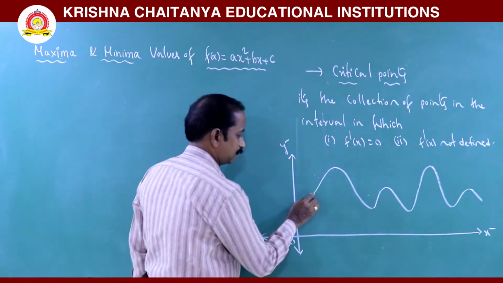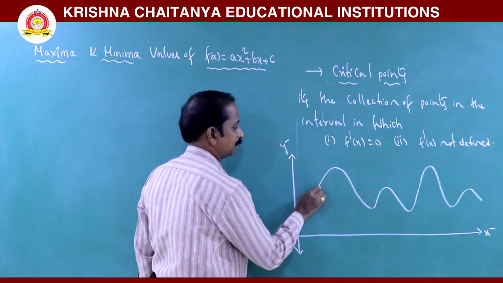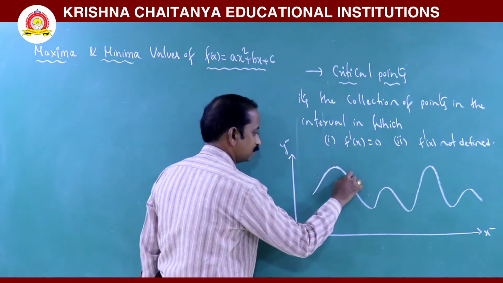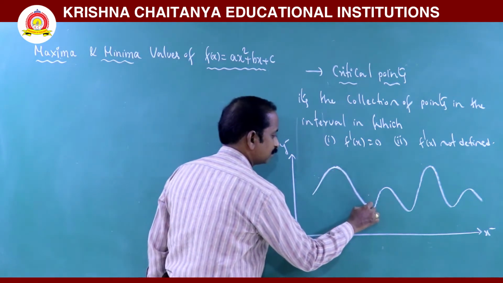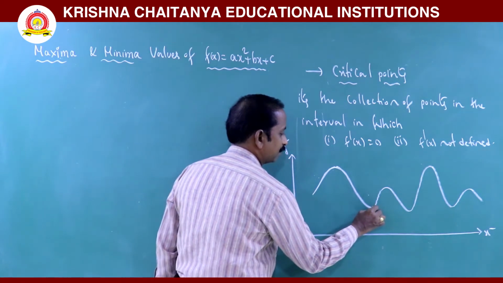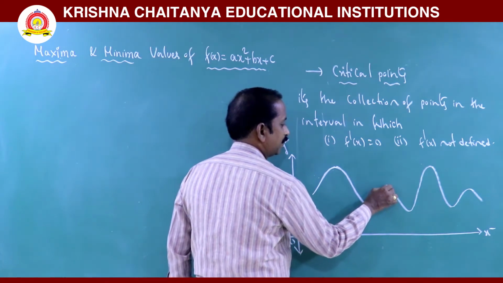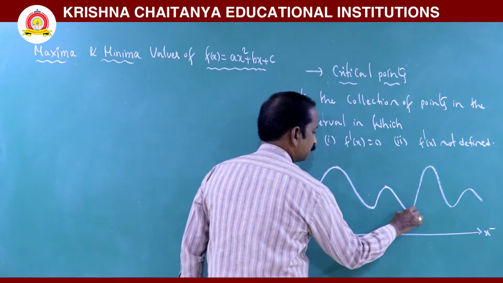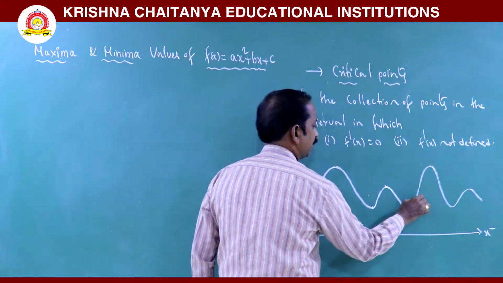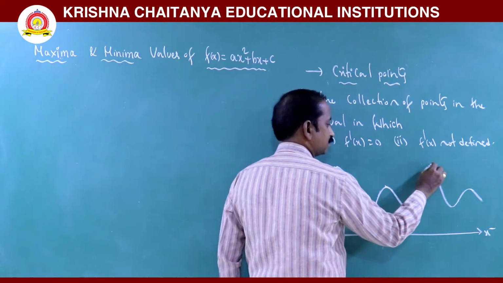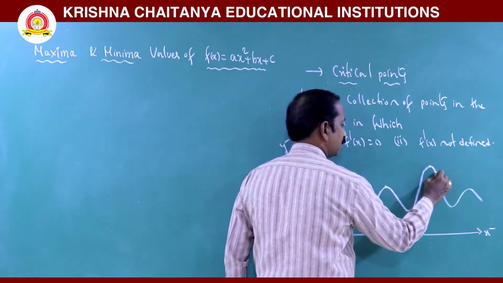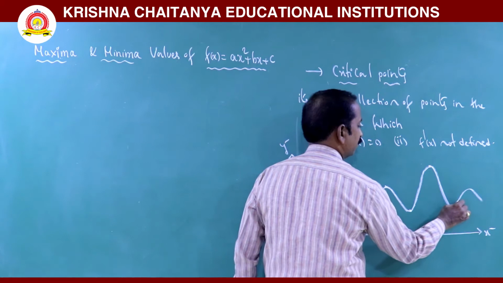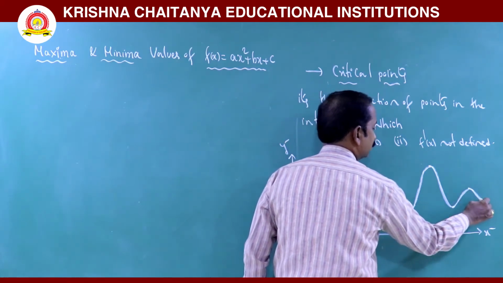For example, let us consider that graph. Here the graph goes up, and from this point onwards the graph goes down. Again, at this point the graph goes up, and at this point the graph goes down, and from this point again the graph goes up, and from this point onwards again the graph goes down, and again from this point onwards it goes up and goes down.